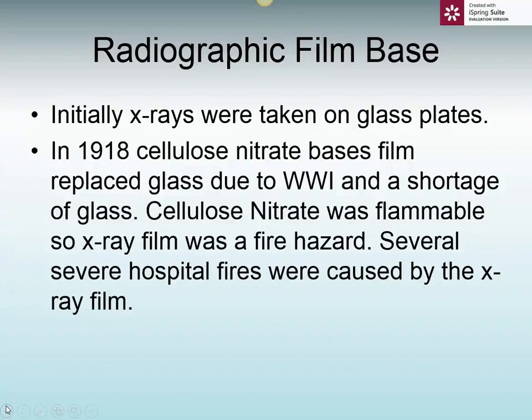They went, as you can see here, at about 1918 to a base that was made of something called cellulose nitrate. Biggest problem with this one is it was highly flammable. As a consequence, X-ray film actually was a fire hazard that actually caused fires. It was very unstable. So yes, glass is inert. It's not going to burn up on you and things like that. But cellulose nitrate wasn't much of an answer, even if it was obviously a little bit more robust than glass.